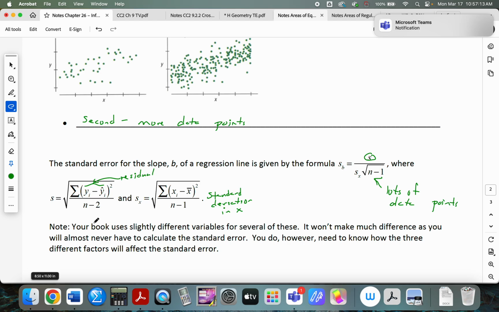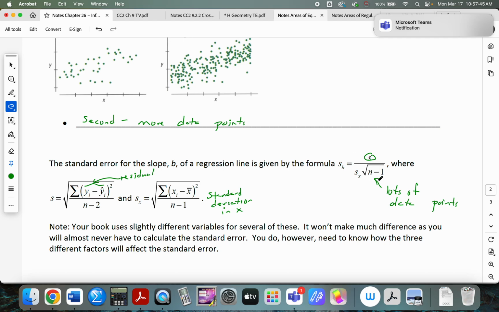I think you're saying two different things. S is calculated from the residuals, so small residuals means small standard error. S sub x is the standard deviation in X. A big standard deviation in X, meaning you have a wide spread of X's, is bigger in your denominator, so that's going to make your standard error smaller.